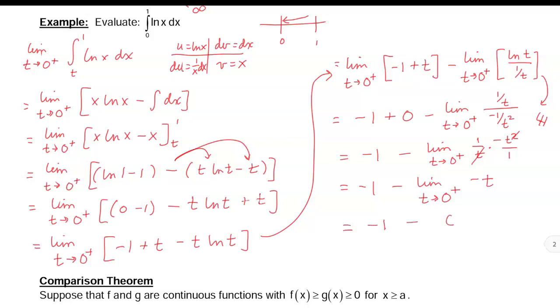So I'm getting -1 minus 0. Therefore, the answer is -1.